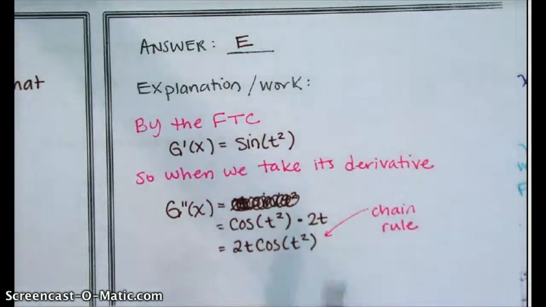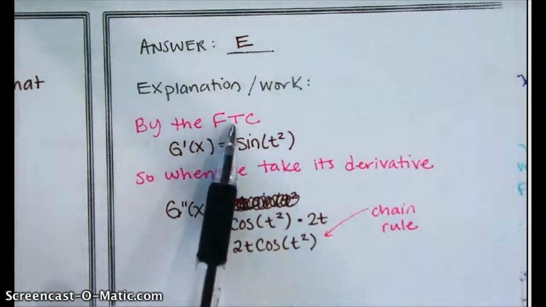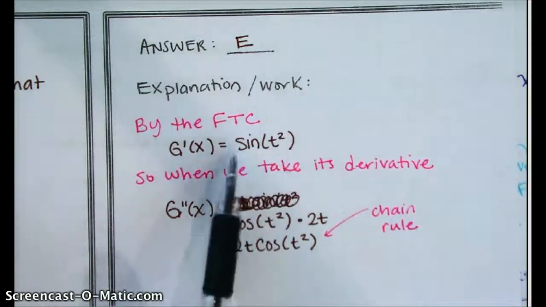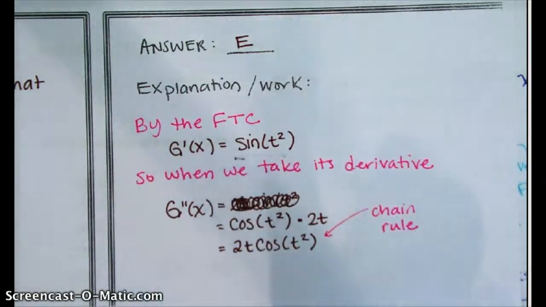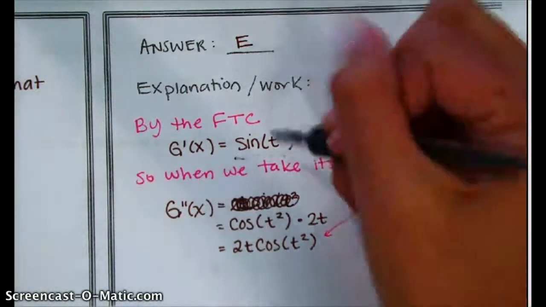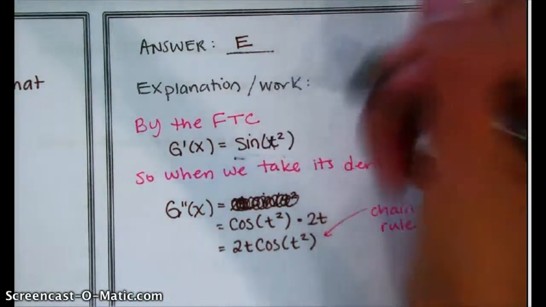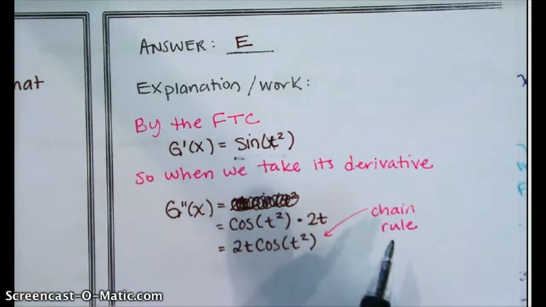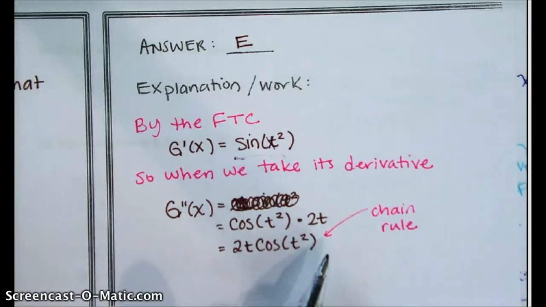And the correct answer is E. I'm sorry about my typos here. Again, by the fundamental theorem of calculus, the derivative of the outside function of the integral defined function is just the inside function. And when you take the derivative, this maybe should say, sorry, sine of x squared, but when you take the derivative of that, you use just a chain rule. And so it's 2t cosine t squared, or 2x cosine x squared.